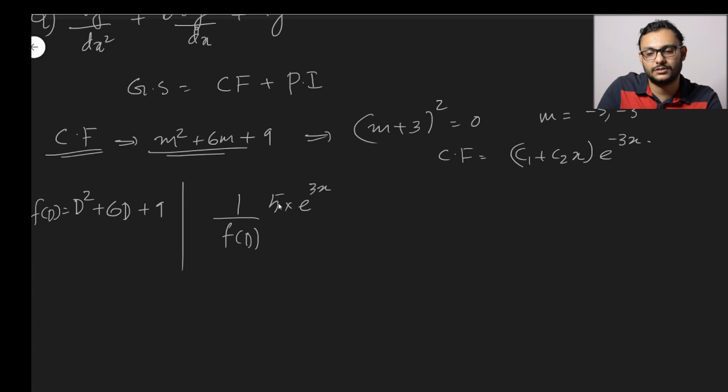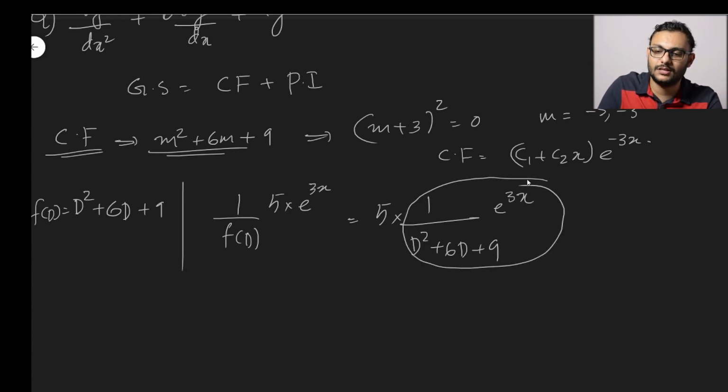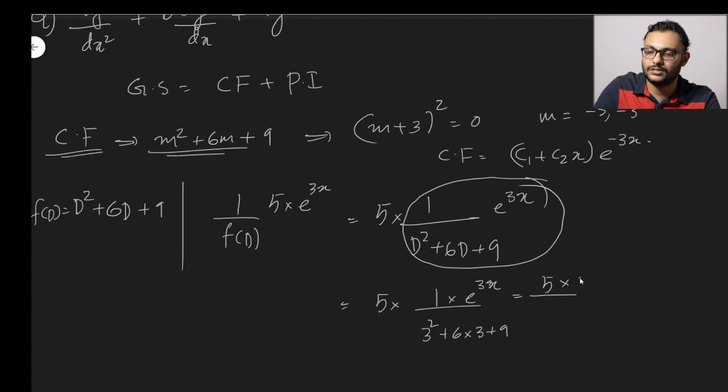So, we can take the 5 out of this and take it in the leftmost side of this expression, that is 5 into 1 by d square plus 6d plus 9 into e raised to 3x. The evaluation of this expression is given by, we have to substitute the a value, that is here it is 3, in terms of d, or instead of d we have to substitute 3. That is, this is given by 5 into 1 by 3 square plus 6 into 3 plus 9, into e raised to 3x. That is 5 into e raised to 3x divided by 9 plus 18 plus 9, which is 36. This will be the value of particular integral.